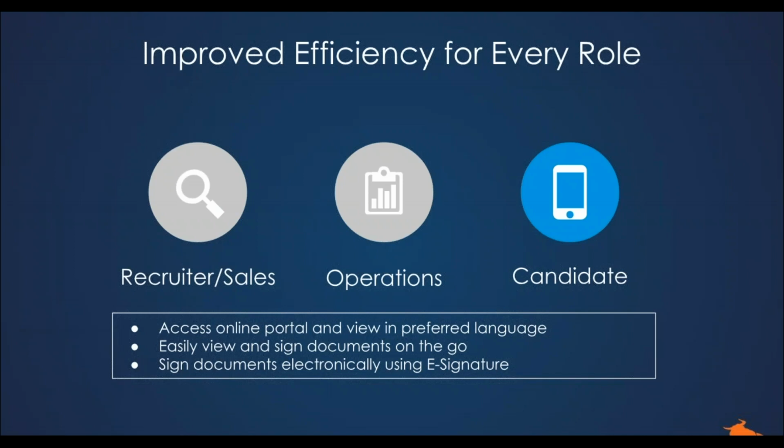Candidates can also view and sign their documents on the go, so you won't need to make sure that they have a printer or a pen and paper handy to fill out any documents. They can do that all from a mobile device or a laptop computer. So wherever they are, they can make sure that they are submitting those documents. And then they can also use e-signature. So for documents where you may need that added level of security, we're able to use the e-signature functionality so that candidates can sign those documents as well.